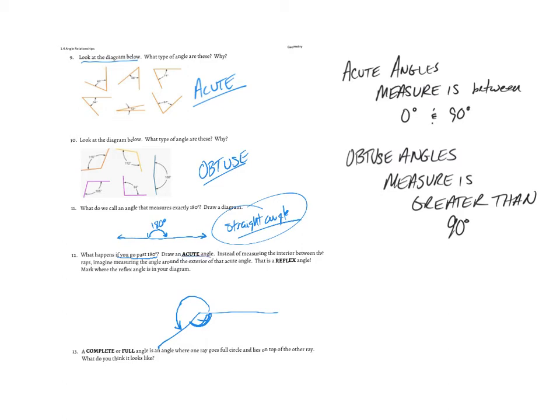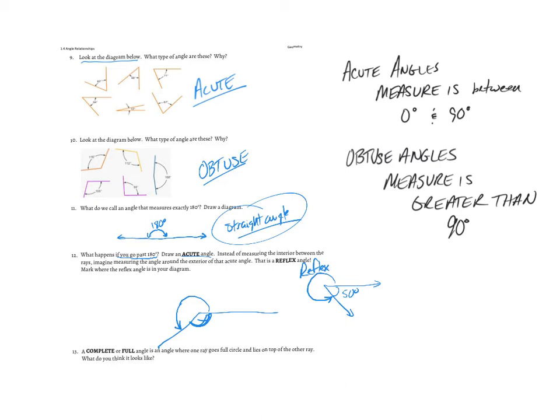But let's draw an acute angle. So we come over here, we draw one that's less than 90 degrees. And let's say that's 50 degrees there. Instead of measuring that interior angle of 50 degrees, imagine measuring this angle that's going around the exterior, so this guy here, and that's known as the reflex angle. It doesn't get used a whole lot, but it's nice to have a name for it.